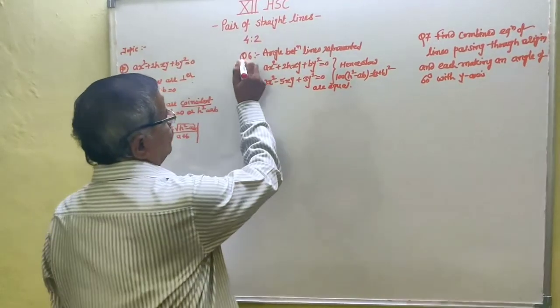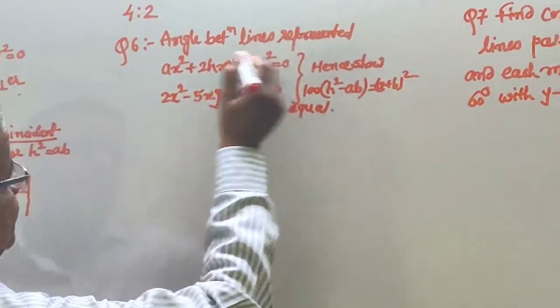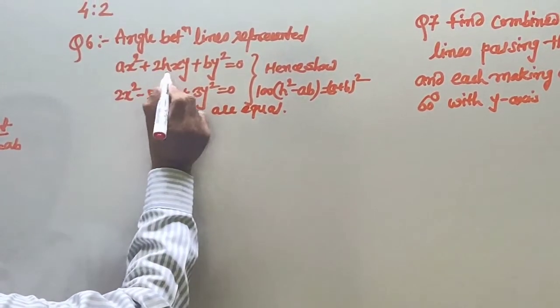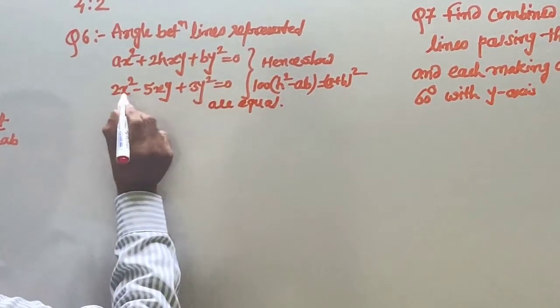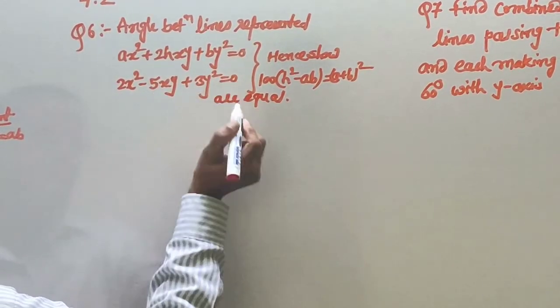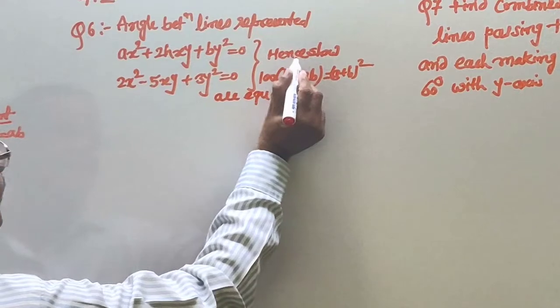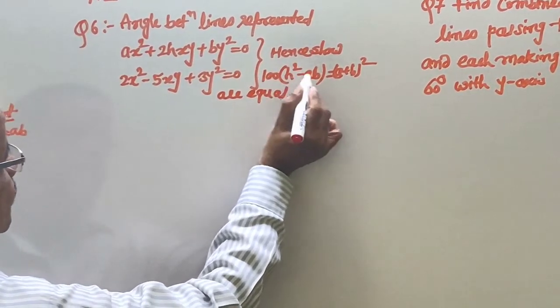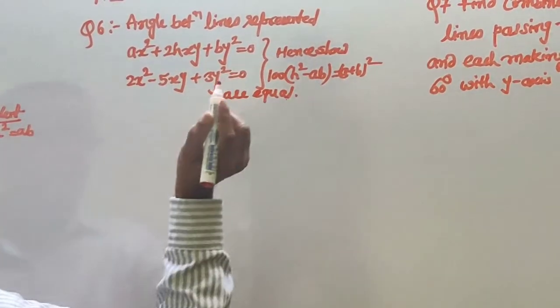Now we are going to solve question number 6. The angle between the lines represented by ax square plus 2hxy plus by square is equal to 0 and 2x square minus 5xy plus 3y square is equal to 0 are equal. Then show that 100 (h square minus ab) is equal to (a plus b) whole square.